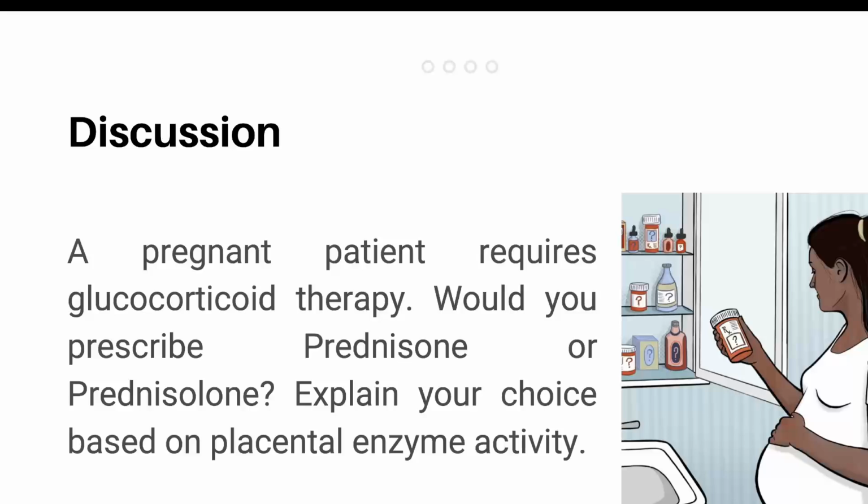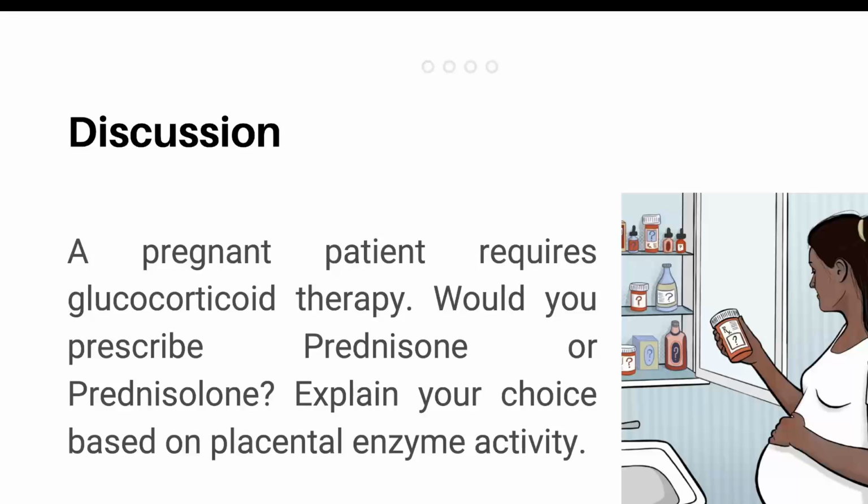Discussion. A pregnant patient requires glucocorticoid therapy for certain disease, for example, adrenal insufficiency, Addison disease. Would you prescribe prednisone or prednisolone? Explain your choice based on placental enzyme activity. As a discussion, the prednisone and prednisolone, cortisone and cortisol. So, what are the differences between these two forms?